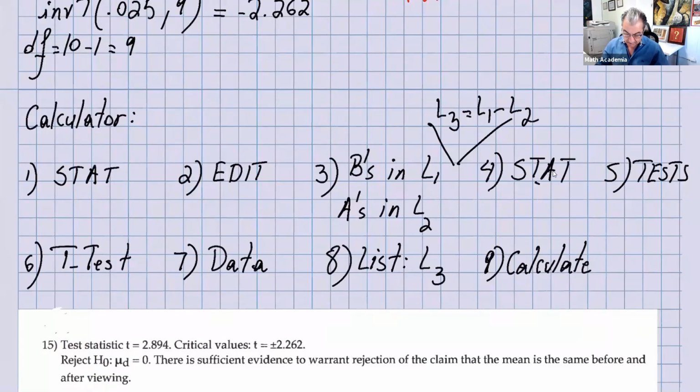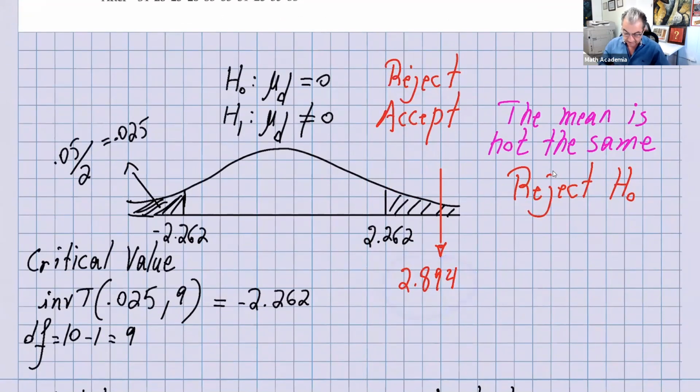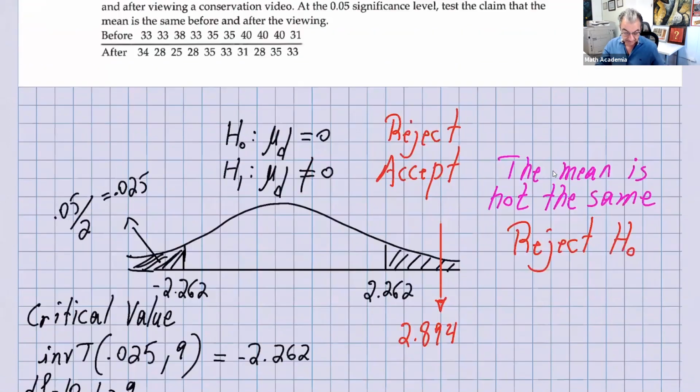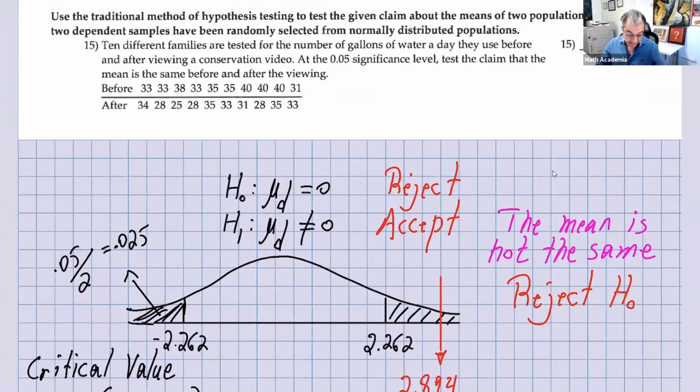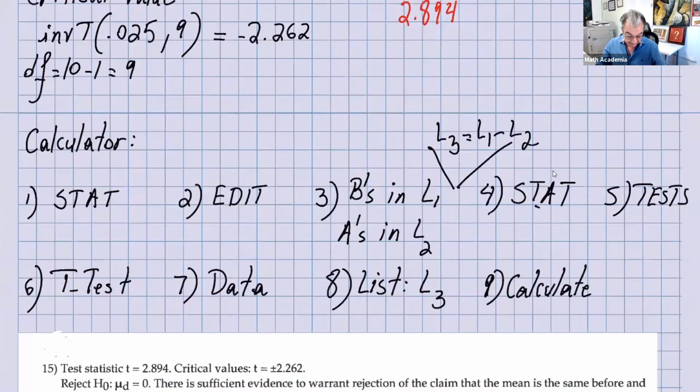Now let's go make the conclusion. So again, 2.894 was the test statistic, and it is in the shaded region. So reject H0. We are rejecting H0 and accepting H1, that mu sub d is not equal to 0. So the mean is not the same. So that's the final conclusion. So after or before viewing, the video did have an effect.